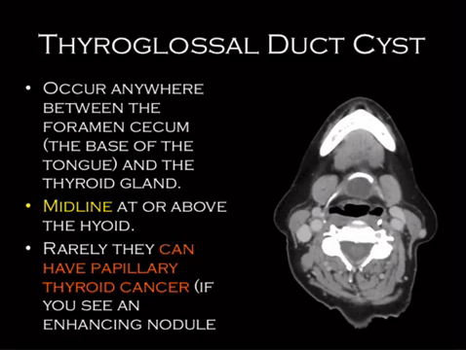you can have thyroid cancer along the embryologic track. The way to keep this one straight is that it's midline. It can occur anywhere from the base of the tongue down to the thyroid, but it's most commonly shown right around the hyoid, and it's midline.